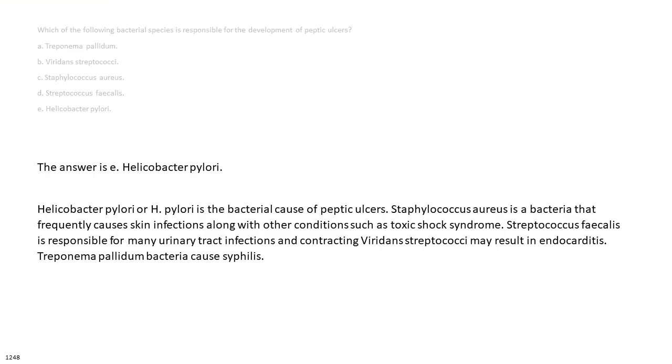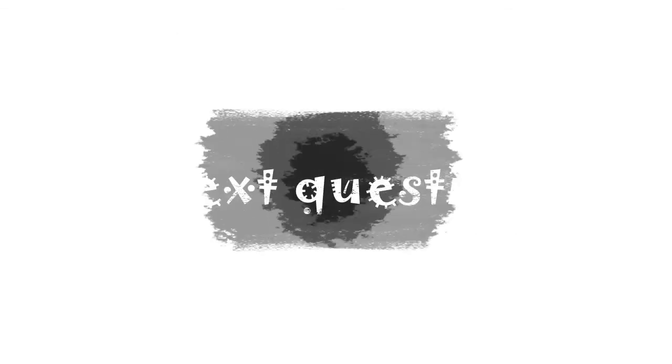The answer is E. Helicobacter pylori. Helicobacter pylori, or H. pylori, is the bacterial cause of peptic ulcers. Staphylococcus aureus is a bacteria that frequently causes skin infections along with other conditions such as toxic shock syndrome. Streptococcus faecalis is responsible for many urinary tract infections, and contracting viridans streptococci may result in endocarditis. Treponema pallidum bacteria cause syphilis.